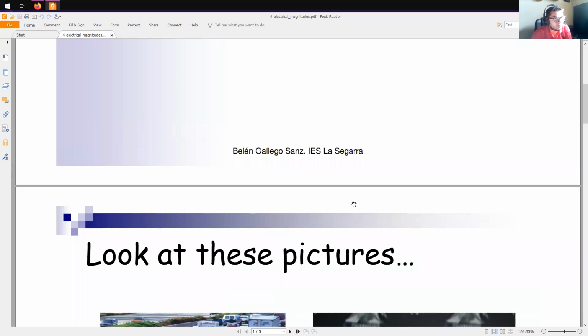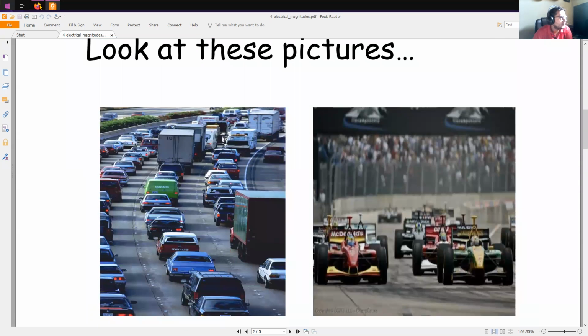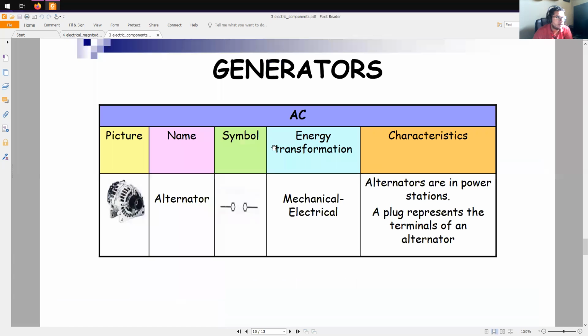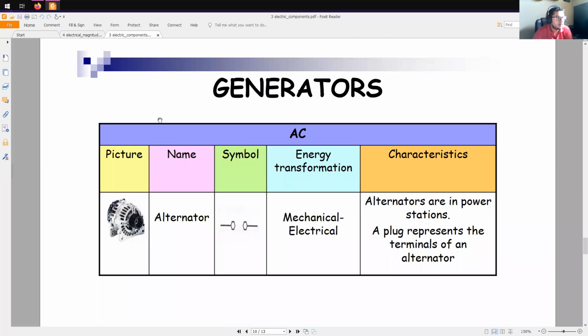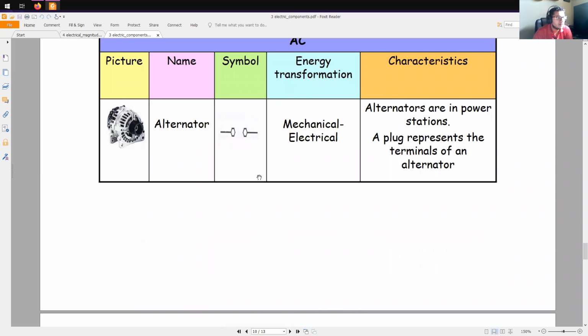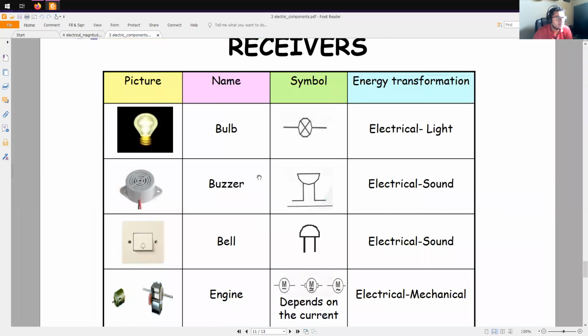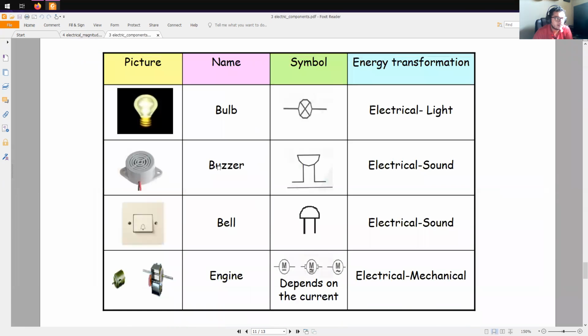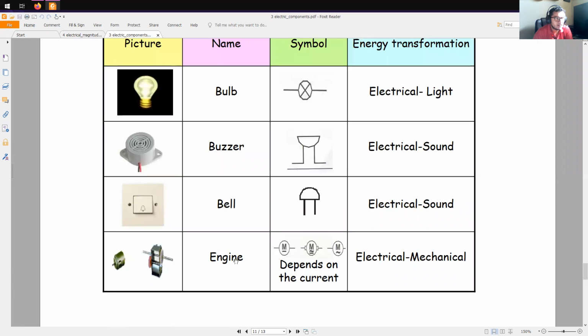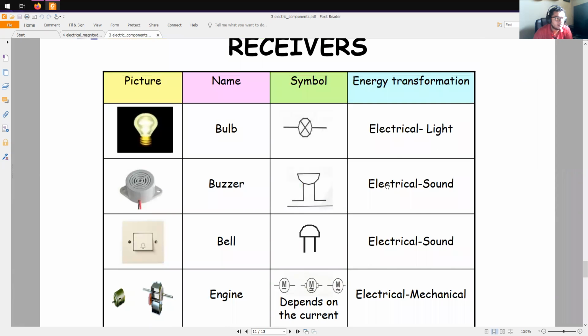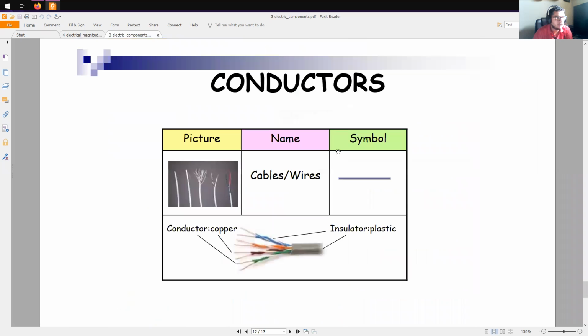All right, electrical magnitudes. So we already saw some of the basic parts for the electric components from the last class. We were here. An alternator, receivers for the bulb, buzzer, bell, an engine that is going to hold the charge, okay, in the circuit, and then the conductors for the wires, cables, and also the symbols. We usually are going to have copper for the conductors.